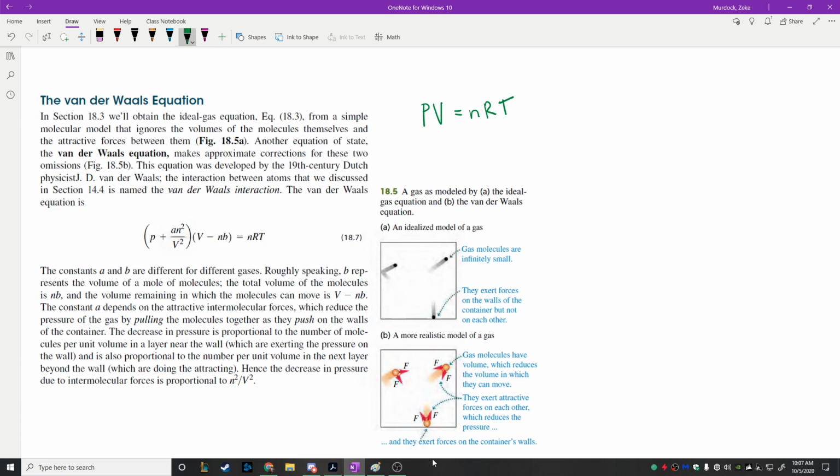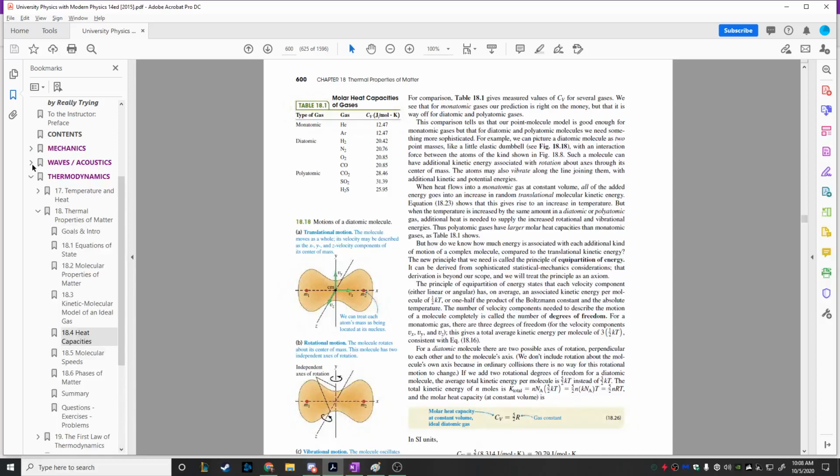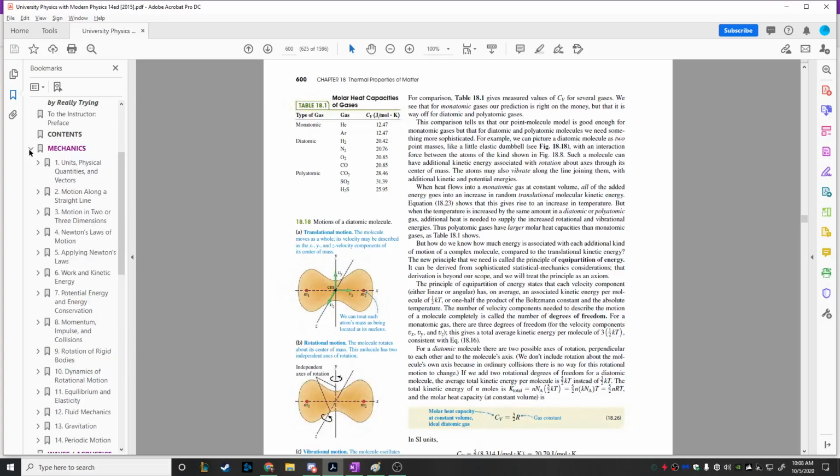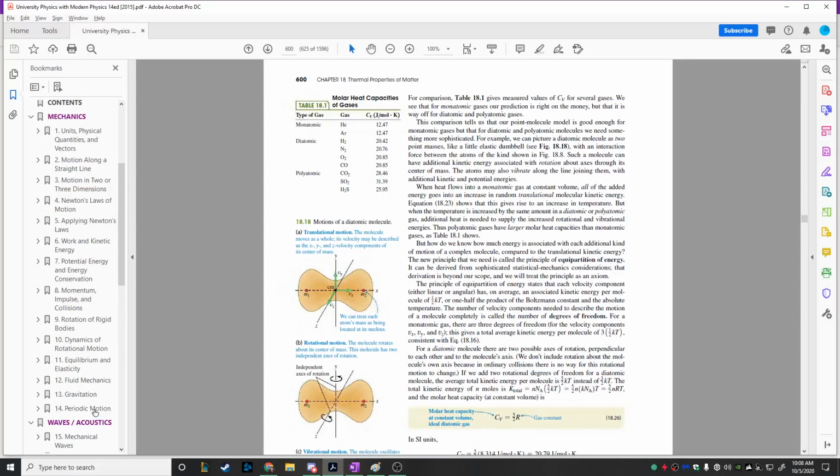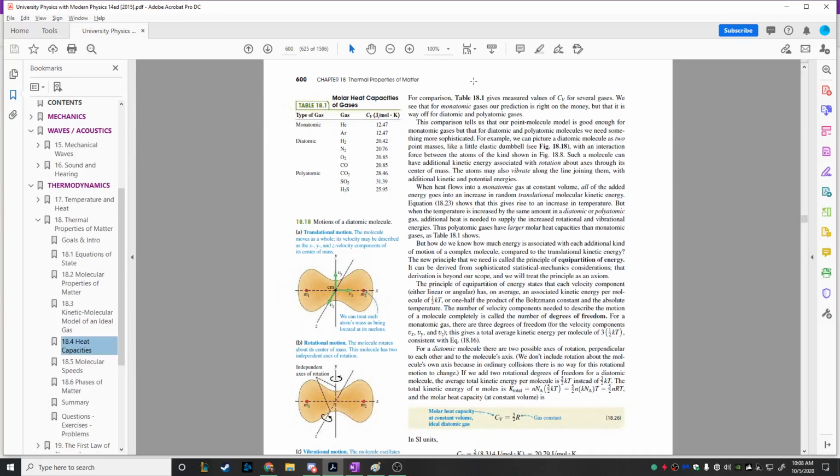So another equation of state, which is called the van der Waals equation, makes an approximate correction for these two assumptions. The equation was developed by J.D. van der Waals, and the interaction between the atoms that we discussed is named the van der Waals interaction. This is from section 14.4, which means it's from the chapter on... What chapter is 14 in your textbook? Is that the fluid chapter? It's the periodic motion chapter. Okay, so it's on simple harmonic motion when that's discussed.